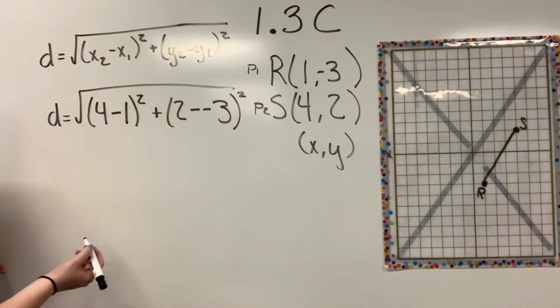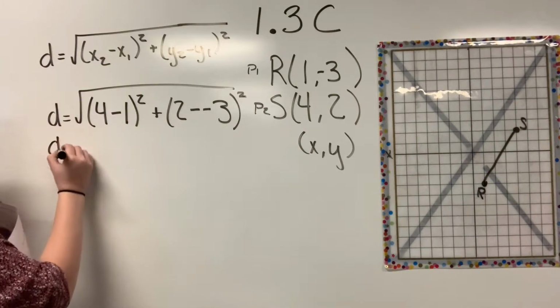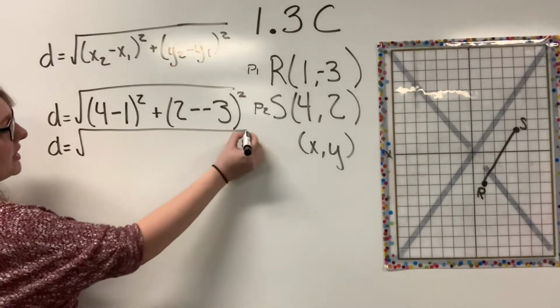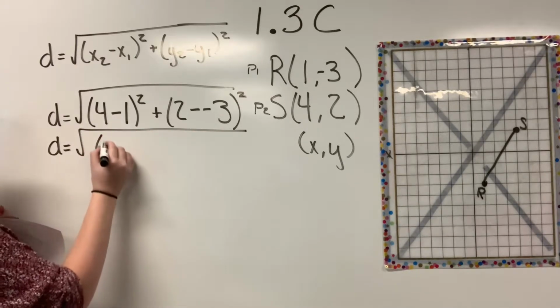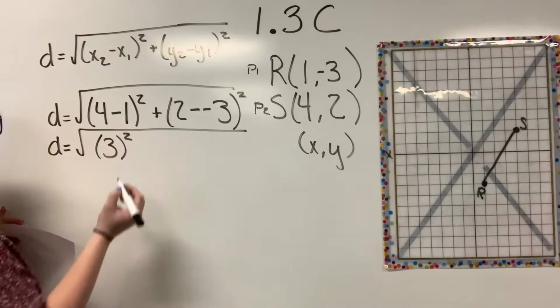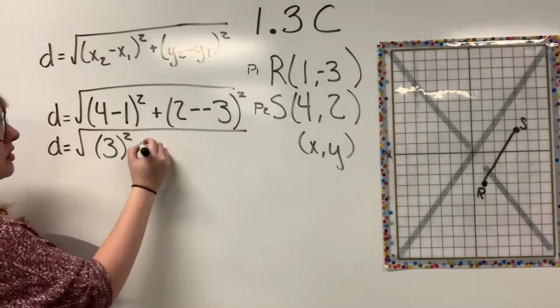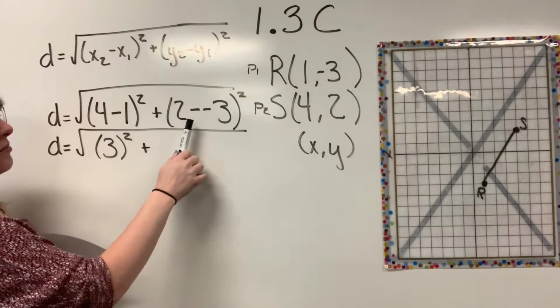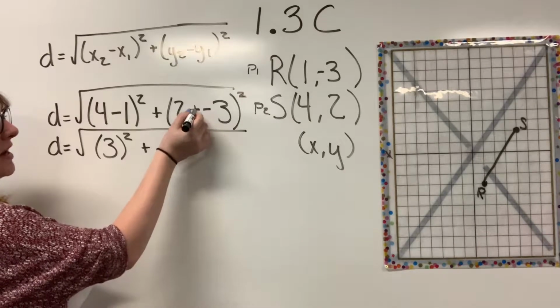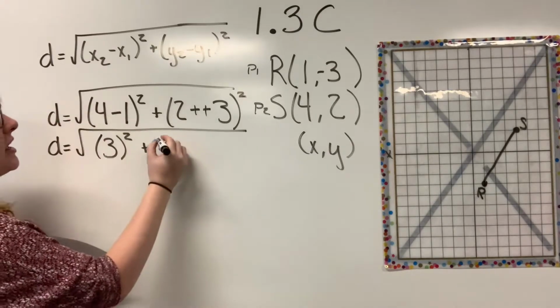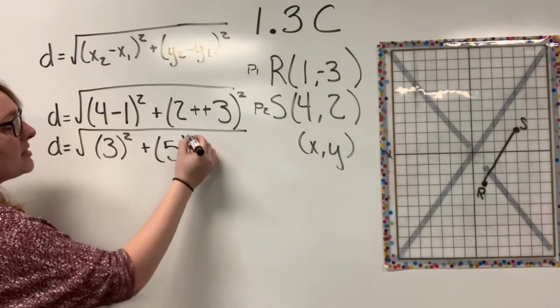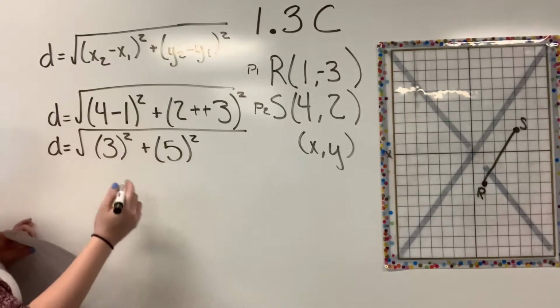So first thing we have to do is we have to simplify. Okay, I'm going to keep our d is equal to our giant square root. 4 minus 1 is 3, and I'm going to keep that in parentheses because it's still squared. Plus 2 minus a negative 3. When we minus a negative, we're really adding a positive. So 2 plus 3 is 5. And again, I'm going to keep this in the parentheses because we're squaring it.